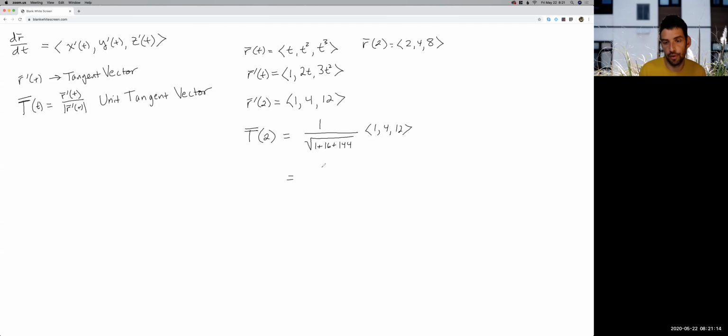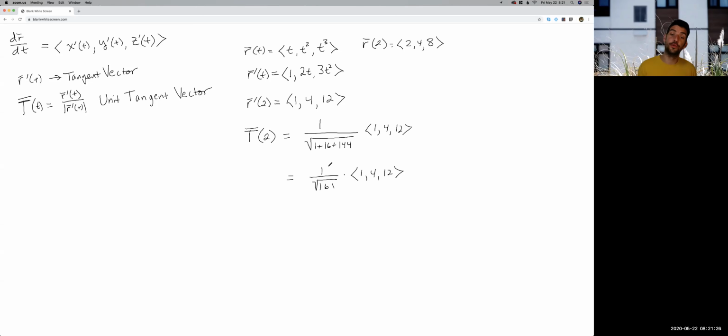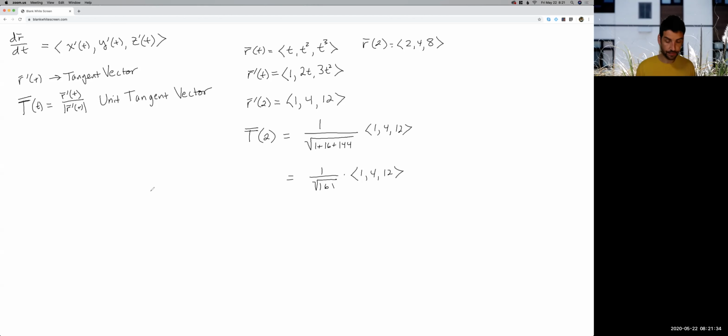So I might write 1 over the square root of 161 times 1, 4, 12, right? I'm just taking this vector that has magnitude square root of 161 and multiplying it by 1 over square root of 161 and getting a unit tangent vector.